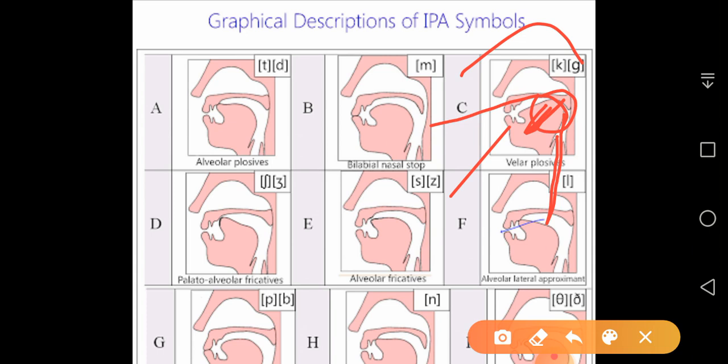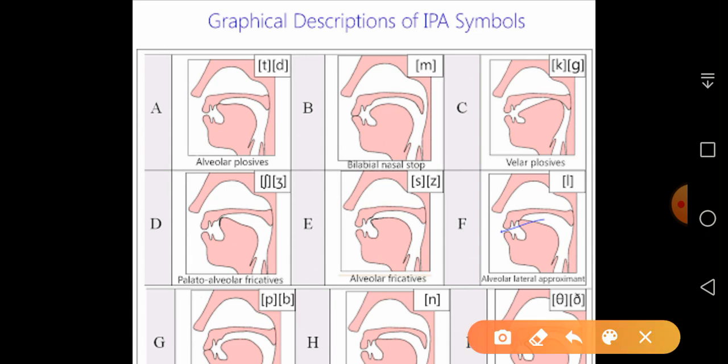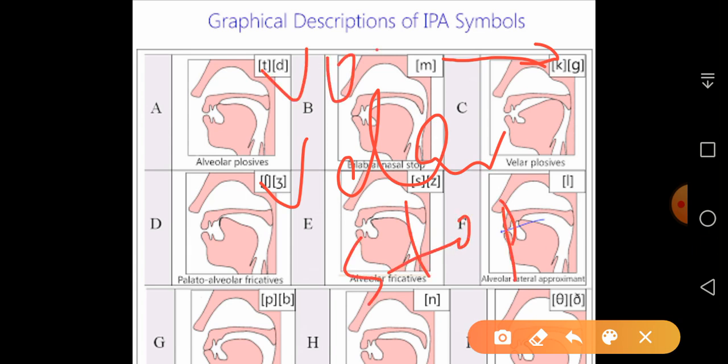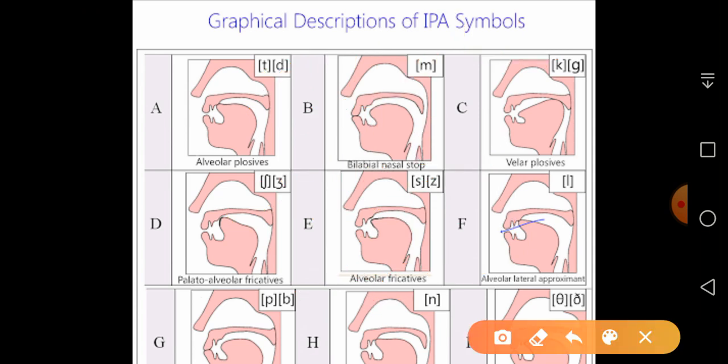So if we want to describe these two sounds, how are we going to describe them? I'm not talking about transcription. I'm talking about description. Let me first describe this kha sound. I'll say it's a voiceless velar stop. Voiceless velar stop. So three criteria have to be mentioned: voiceless, velar, stop.